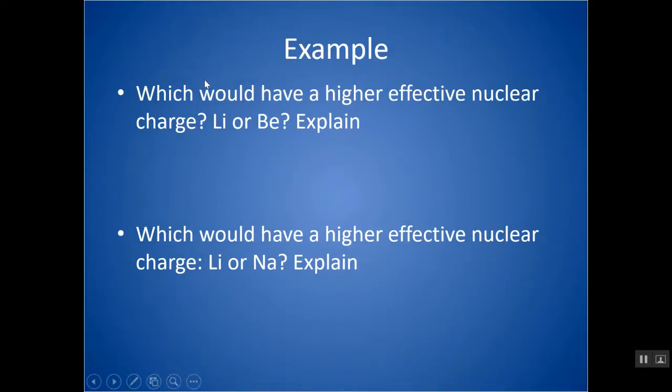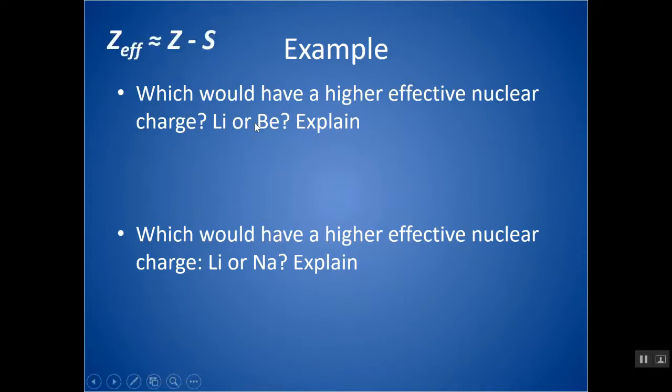Okay, so let's do an example. Take a moment, try these examples. Which would have a higher effective nuclear charge, Li or Be? And then explain. You can also try actually calculating it as your explanation. And try the next one as well. Pause the video and then check your work.